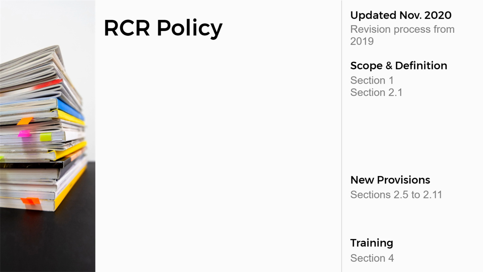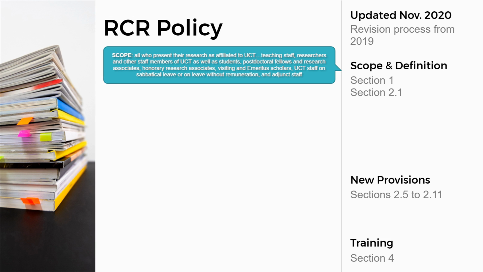Updates to the Responsible Conduct of Research policy were approved by Senate in November 2020. Some of the changes that were made were to broaden the scope of the policy and to provide a definition of research integrity. The scope of the policy now encompasses all who present their research as affiliated to UCT. This includes teaching staff, researchers, and other staff members of UCT, as well as students, postdoctoral fellows, and research associates, honorary research associates, visiting and emeritus scholars, UCT staff on sabbatical leave or on leave without remuneration, and adjunct staff.